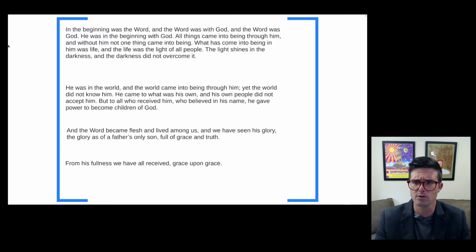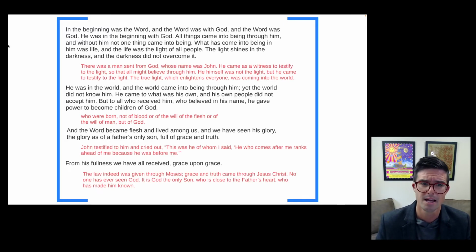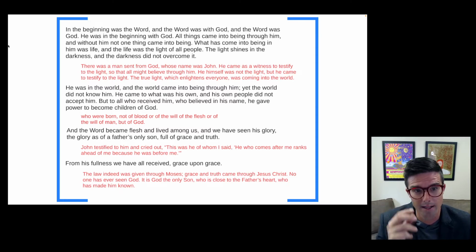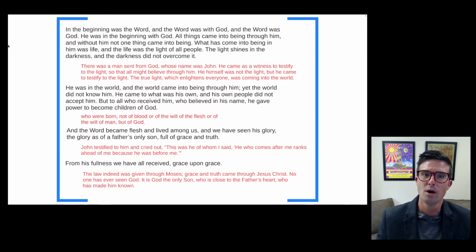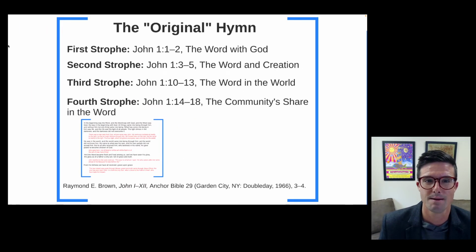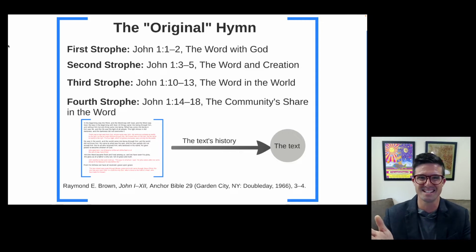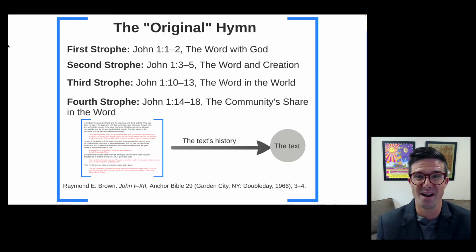And you can see how when you take out these parentheses, there is a little bit more elegance to the poetic structure here. There's a bit more flow when you take out these other sections that are more parenthetical information or clarifications. And so for Raymond Brown, which one of these is he going to be focused on, the text history or the text? So which approach is he going to take? And see if you can go ahead and name that approach.